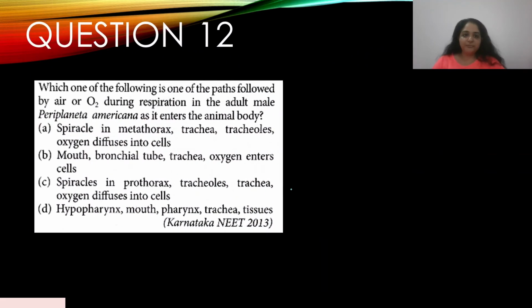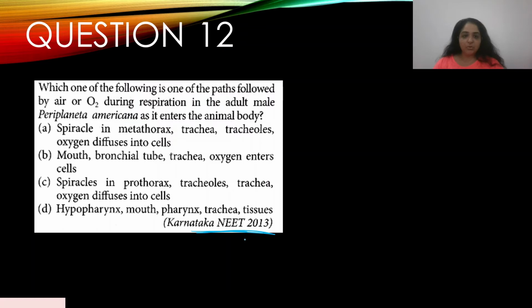Question number 12. Which one of the following is one of the paths followed by air or oxygen during respiration in the adult male Periplaneta americana as it enters the animal body? It appeared in Karnataka NEET 2013. A. Spiracle in metathorax, trachea, tracheoles, oxygen diffuses into cells.